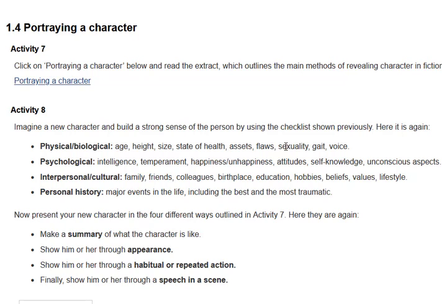Sexuality. Is he gay? Is he straight? Is he religious? Is he atheist? How does he walk? Is he limping? Is he not limping? Is he old? Is he young? Does he have a high voice or a low voice? And all of this has to be taken into consideration. Basically, you make a chart, okay? And then you fill in the blanks.